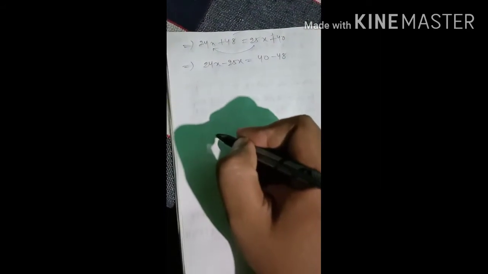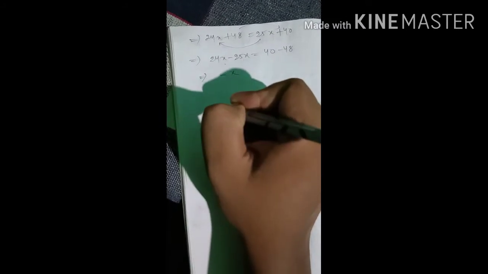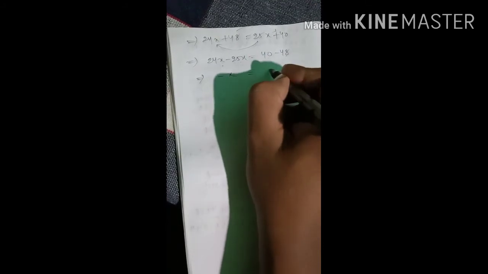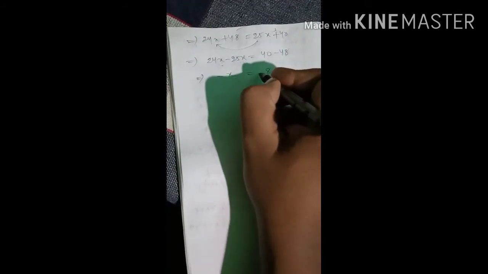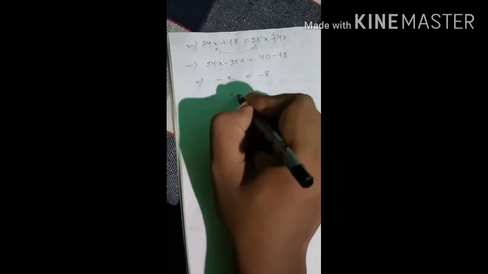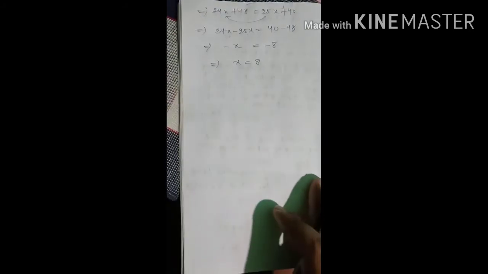So 24x minus 25x is minus x, is equal to 40 minus 48. 48 minus 40 is 8, and we will put the sign of the greater number, that is the minus sign. Minus x is equal to minus 8, so x is equal to 8.